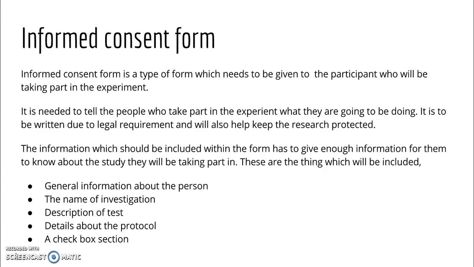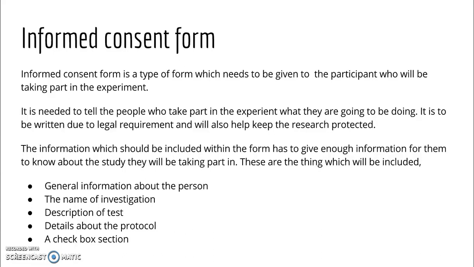Things which will be included are general information about the person, so they'll be asked for name, date of birth, address. So if there is any more information which they need to know about, the researchers will know where to send the information. Also, a phone number would be good, so we could directly speak to the person. Gender and age will also be needed because some studies can't be taken part in by people who are younger.